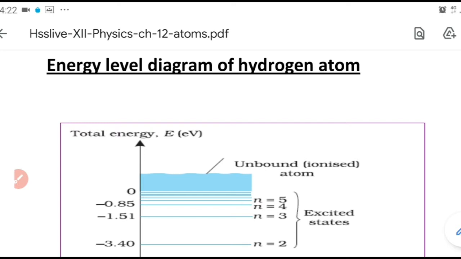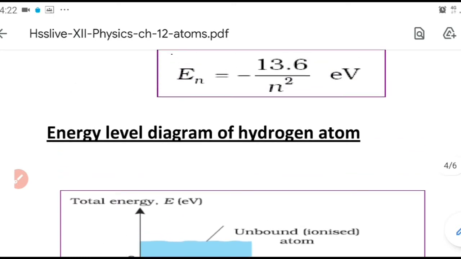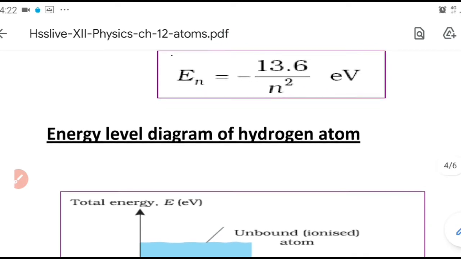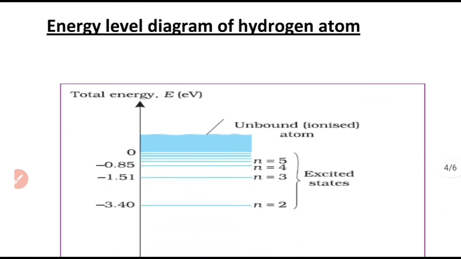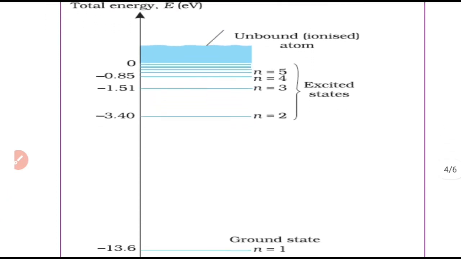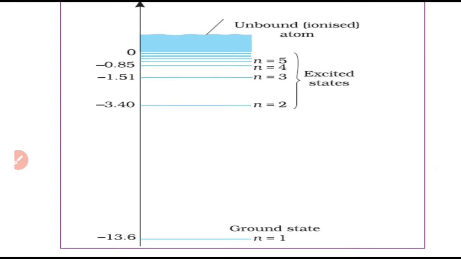We have already discussed that the total energy of an electron in a hydrogen atom is given by En = -13.6/n² electron volt. So that is the total energy of an electron in a hydrogen atom. Here n can take values like 1, 2, 3, etc. By substituting the values, we will get different energy values.